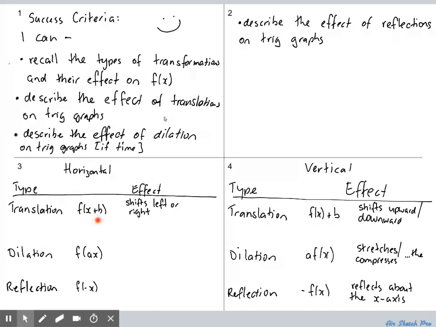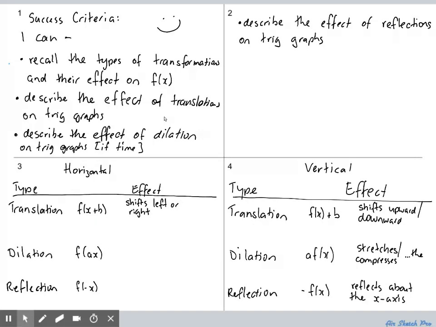It's kind of counterintuitive, you normally think of right as being positive and left as being negative. But if you think of something like the null factor law, where when you solve x plus b equal to 0, you get x equals negative b, that's where the negative b comes from. So positive b shifts to the left, negative b shifts to the right.